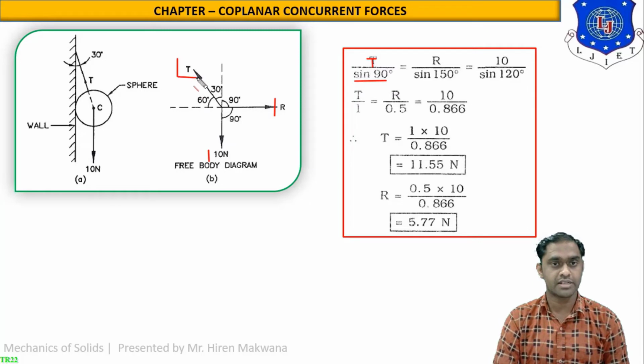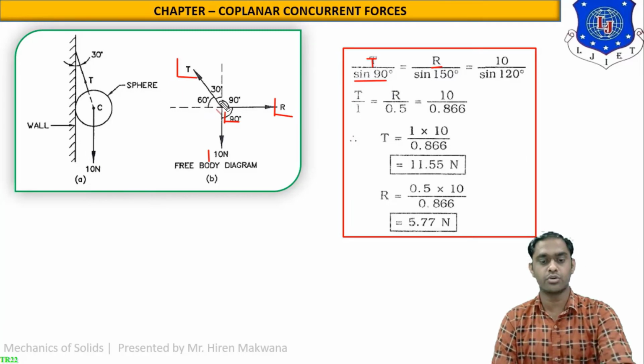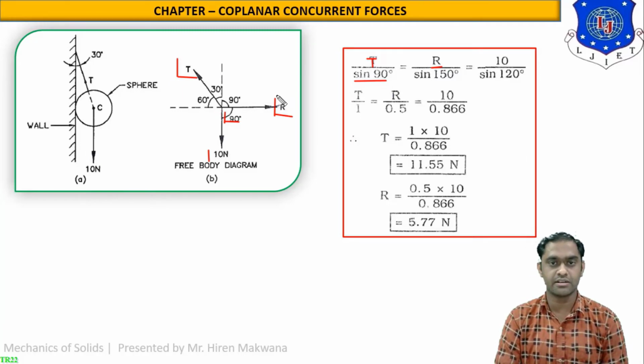So this is the force T. Then the opposite angle will be 90 degree. So here it is T upon sine 90. The second force is R. So here it is R. Then the opposite angle for this force: this is the reaction or resultant R.